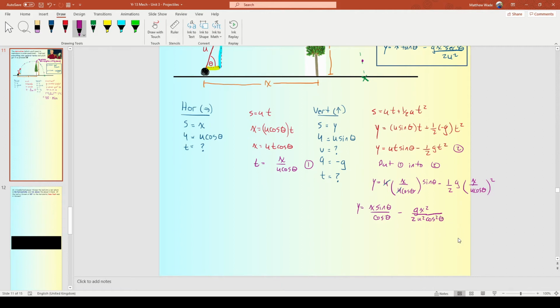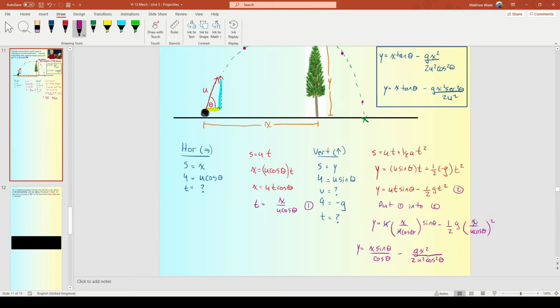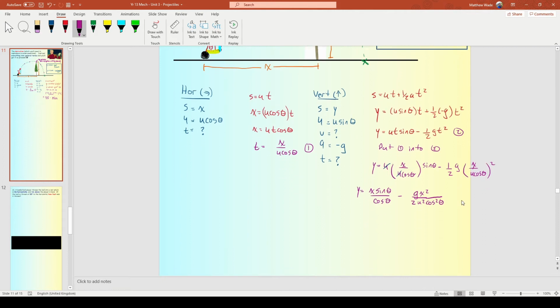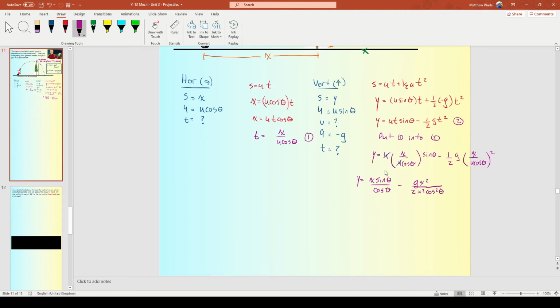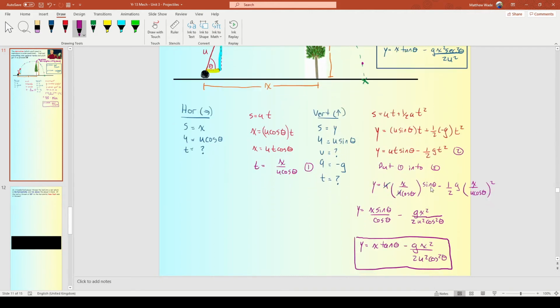Now, if you're spotting anything at all, we're getting pretty close here. This is looking remarkably like the top one, isn't it? Yeah, it is. So, one final step then, my buddies, and then you got it. Sine theta over cos theta? Well, yeah, tan theta. x tan theta, take away gx squared over 2u squared cos squared theta. Badoosh, you've just proved it. So that's the equation of trajectory. That's where it comes from. We've exactly matched it. That's brilliant.